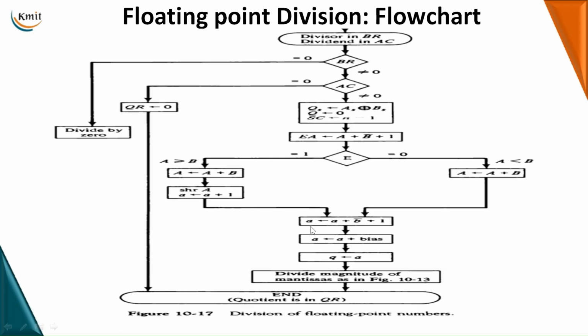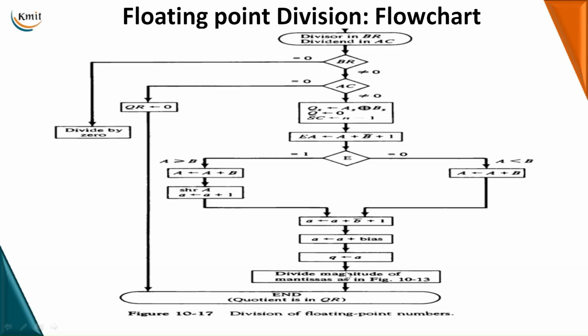The next step is subtracting the exponent part of your data. Small a contains the exponent of your dividend, and small b contains the exponent of your divisor. So you perform A minus B, which is done by A plus B complement plus 1. Whatever is the result stored in small a becomes the exponent of your quotient. Whatever is in A is assigned to B.